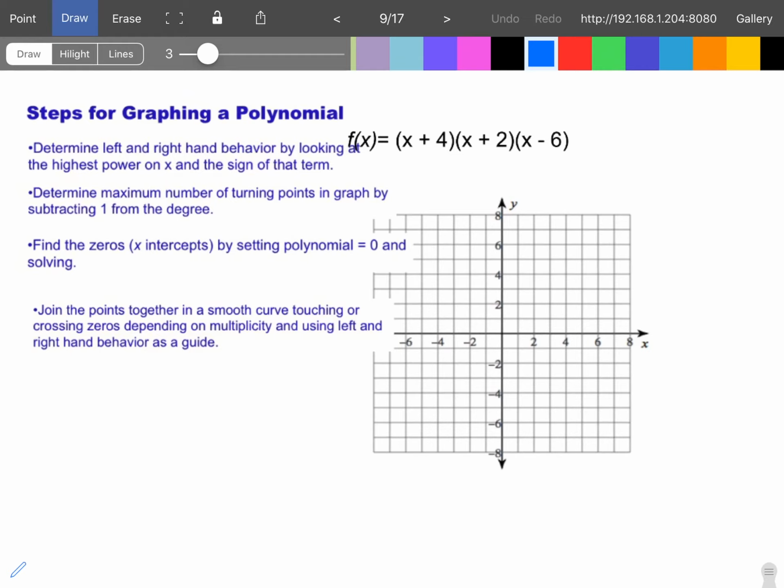Okay, so steps for graphing a polynomial. Determine the left and right hand behavior by looking at the highest power on the x and the sign of that term. Okay, so see how we have x to the first, x to the first, and x to the first? That means this is a cubic function. So therefore it has a degree of 3. So remember, when we have an odd degree, the ends go in opposite directions.